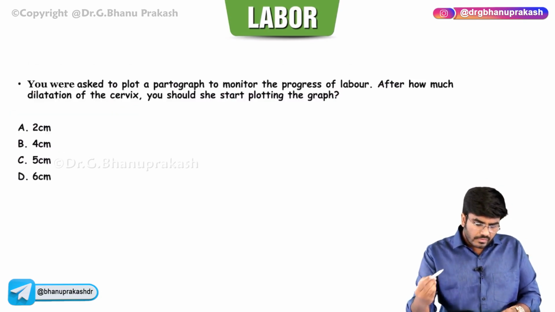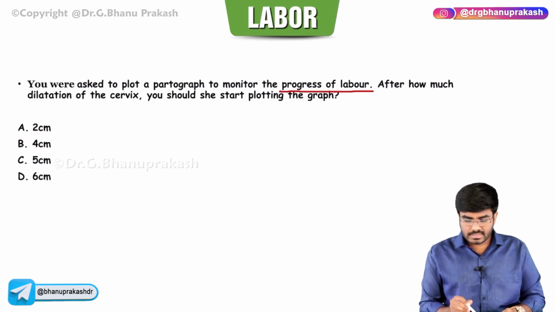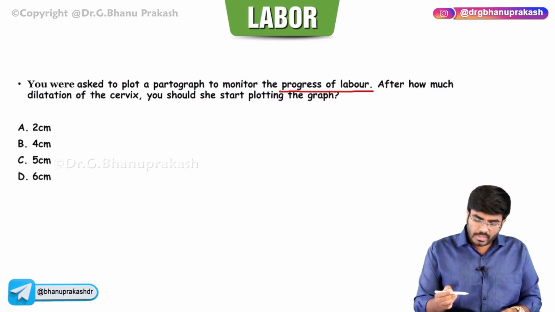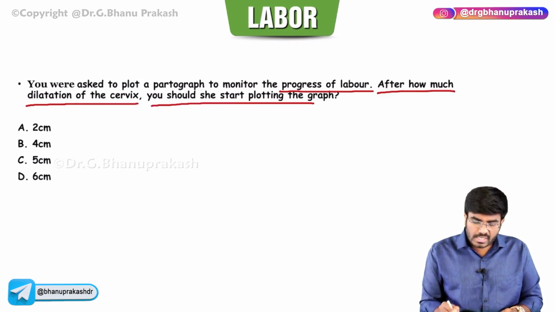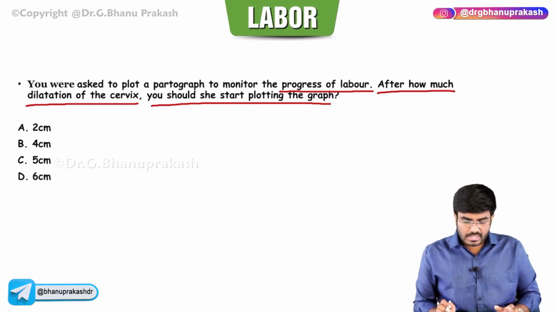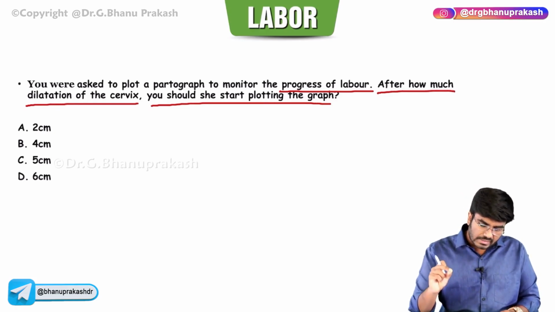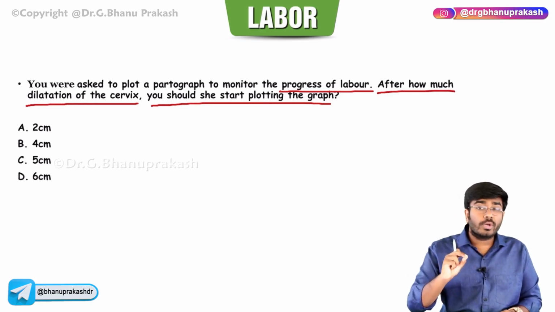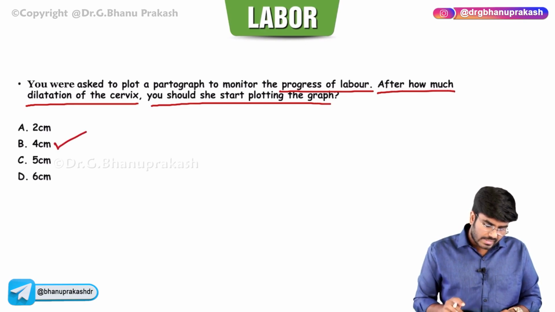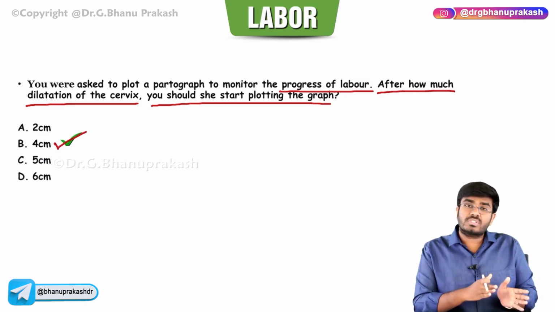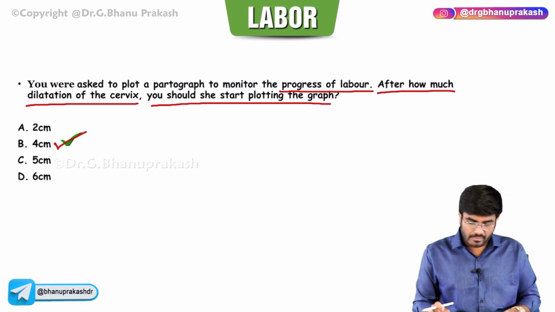Okay. Now, you were asked to plot a partograph to monitor the process of labor. After how much dilation of cervix are you going to start plotting the graph? This is a very, very important MCQ. It is 4 centimeter dilation. From 4 centimeter dilation, you are going to start the graph plotting in the partograph.